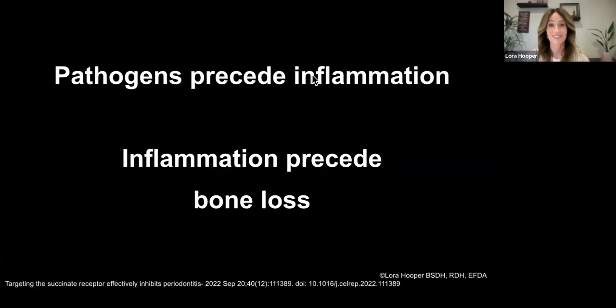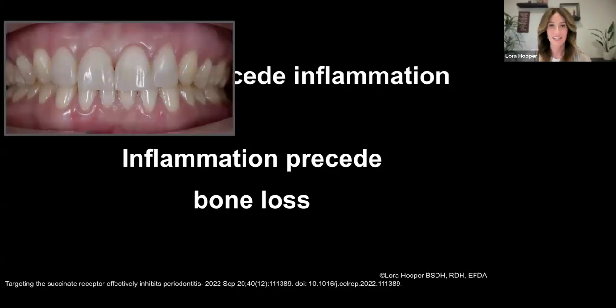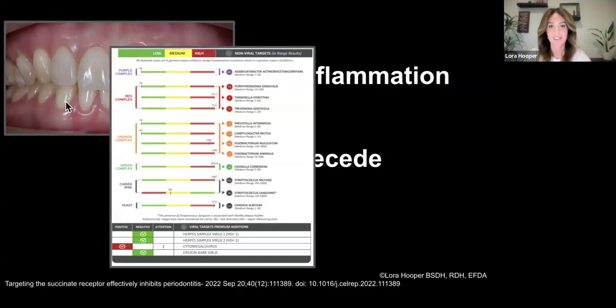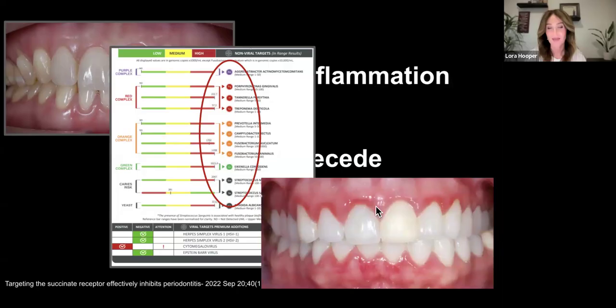And so we have to understand that these specific pathogens precede the inflammation. Then once that inflammation, it precedes the bone loss. So it is a pathway. We get pathogens, we get inflammation, and we get bone loss. That is a series of events. And we need to understand that clinically, in the beginning, in preclinical disease, we're going to have pathogens, but we don't actually see it. And that's because we're in that preclinical state, right? Once we do see that a patient has these pathogens, it's just a matter of time until we see the inflammation and then the bone loss.